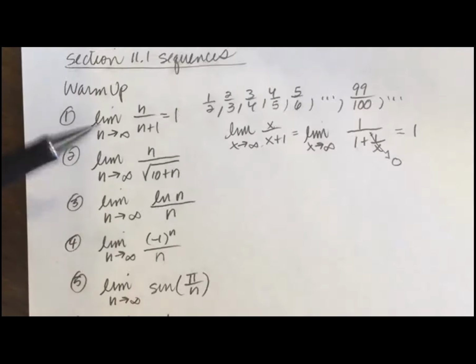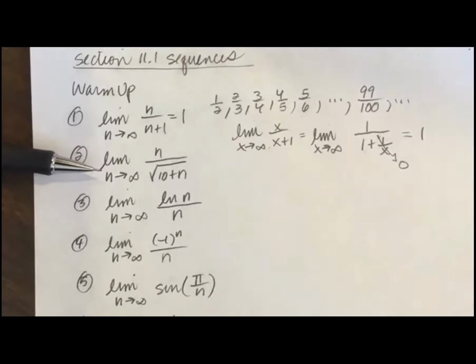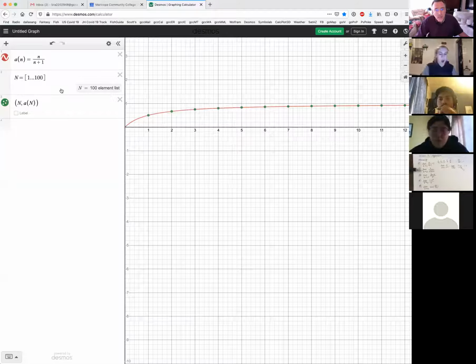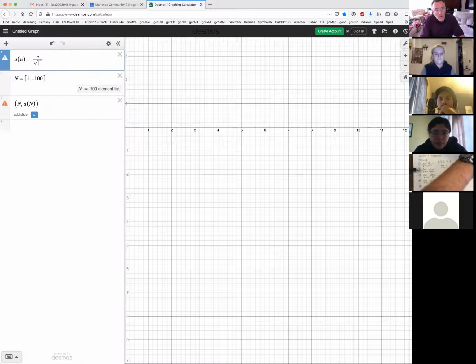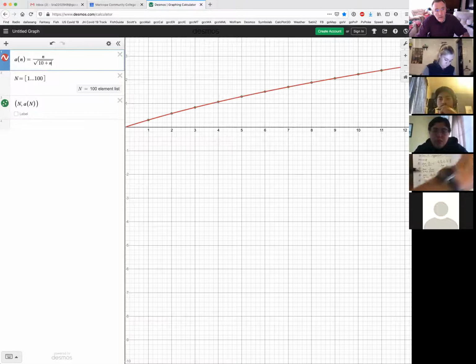I kind of like that trick, but maybe you would investigate this one first because we're just starting to learn about this kind of thing. So you'd say, I don't know, Desmos seems pretty nice. So you pop this back up and you say, this time it's n over square root of 10 plus n. Okay, where's that going? I don't know. So far, it looks like it's just racing up there.